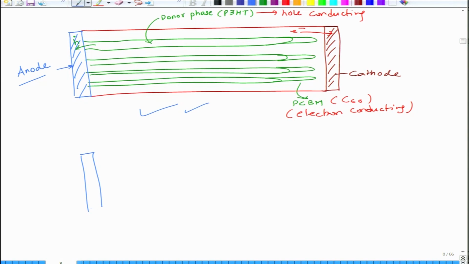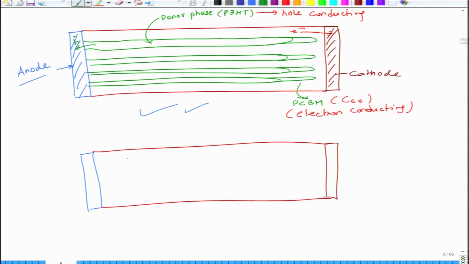Suppose you have this structure on the other hand, which is like this. Suppose you have a phase which is present in this fashion, then excitons will be broken, but carriers will not be able to reach, because this phase has no contact with the electrode. This is lying in an isolated manner. So, this will reduce the performance. So, this is not desirable.